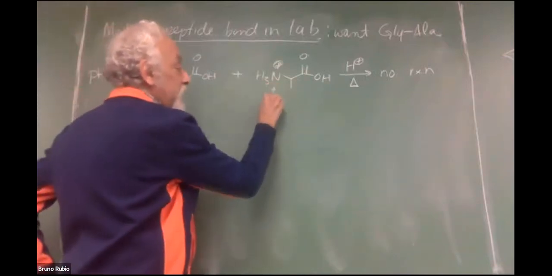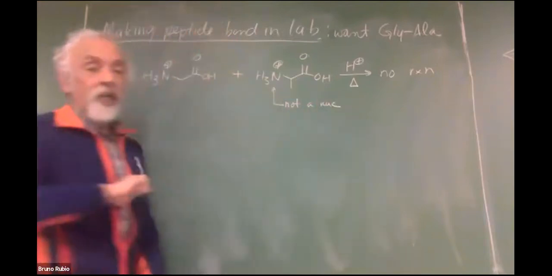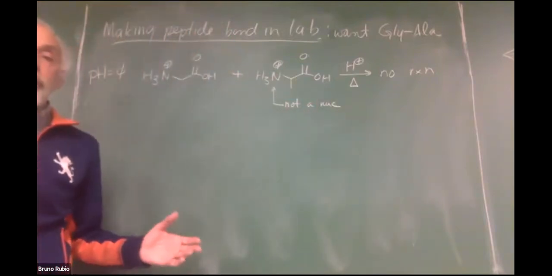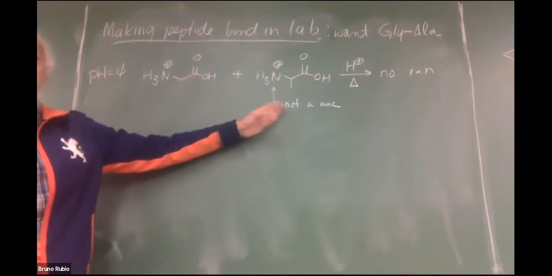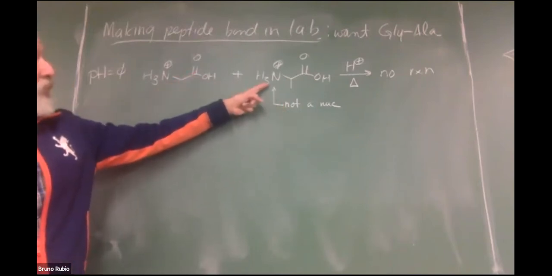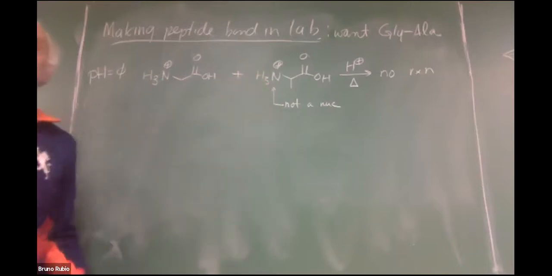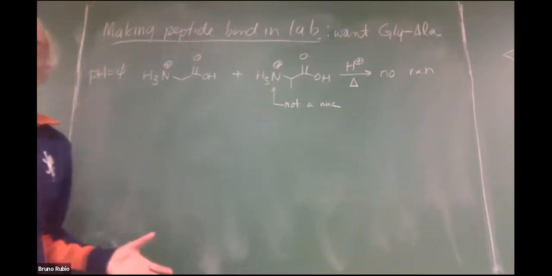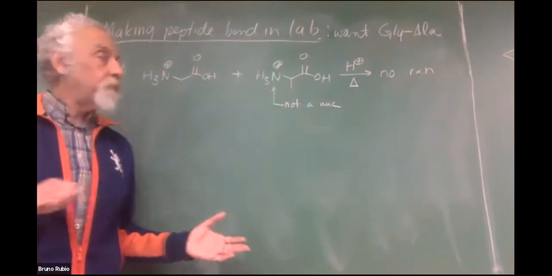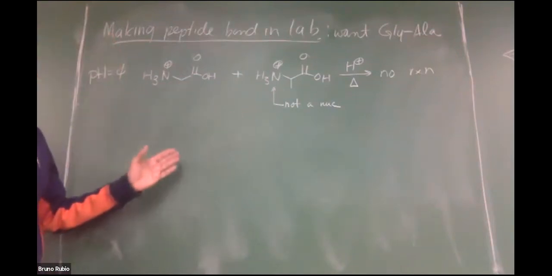Why? Because this thing is not a nucleophile, right? I want an acyl substitution. There's my acyl derivative, and I need a nucleophile, but this nitrogen atom here has a positive charge on it. A nucleophile is something that's electron rich. How can something that's positively charged be a nucleophile? It can't. So I can't form that peptide bond at pH 0.